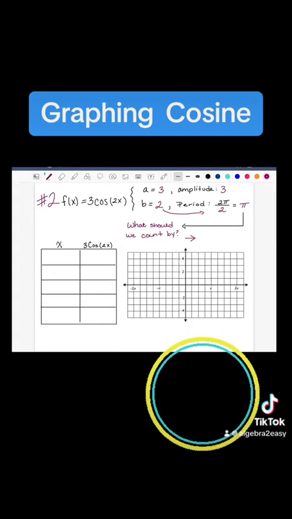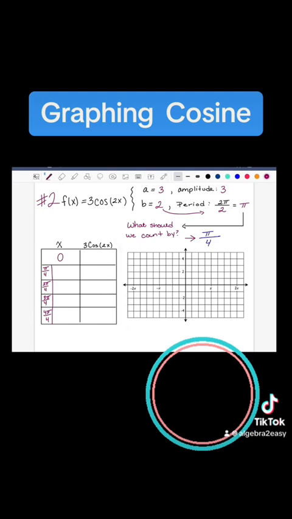Time to put the values in our table. We always start with 0, and now we just need to figure out how we're going to fill out these other 4 values in the table. We're going to take our period and divide by 4 because we want 4 values. Now, unlike the last problem, this does not simplify, so we are going to count by pi over 4. So I'm going to come over here and start counting. 1 pi over 4, 2 pi over 4, 3 pi over 4, and 4 pi over 4.